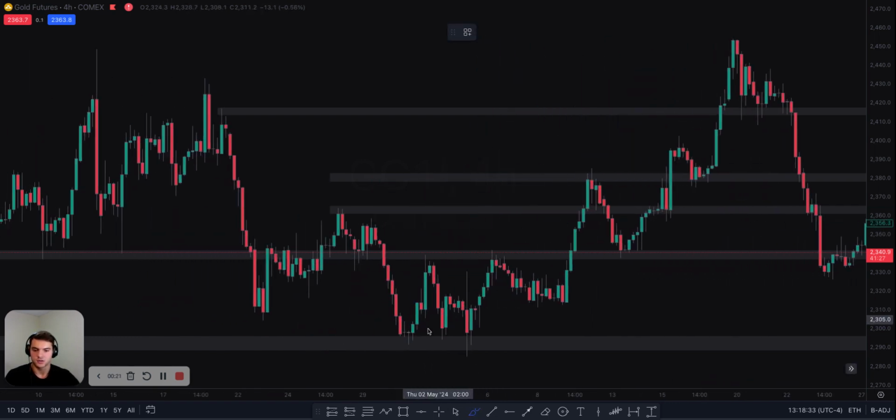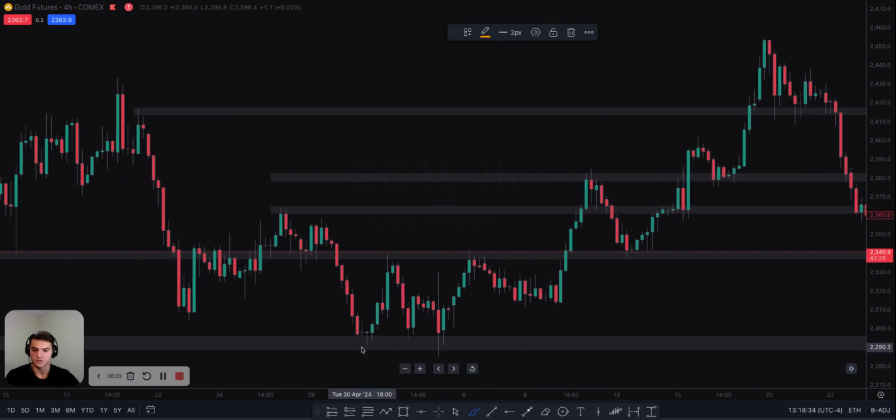As you can see down here, we have a level of support. I'll have the level of support in orange and the level of resistance in blue. So price came all the way down here. It bounced 1, 2, 3, 4. So 4 candles bounced from this level, and price respected this level of support and then pushed up, right?